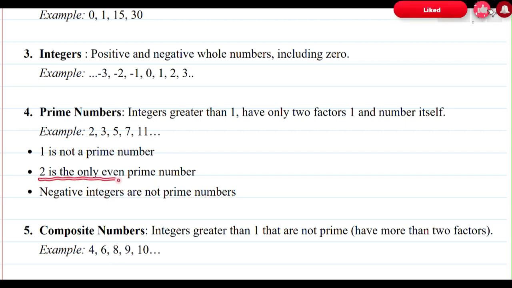2 is the only even prime number. There is no other even prime number, and 1 is not a prime number. Keep it in mind that most students get confused and think that 1 is a prime number. 1 is not a prime number. Prime numbers are those numbers which have only two factors, 1 and the number itself, and those are only positive integers which are more than 1, right?